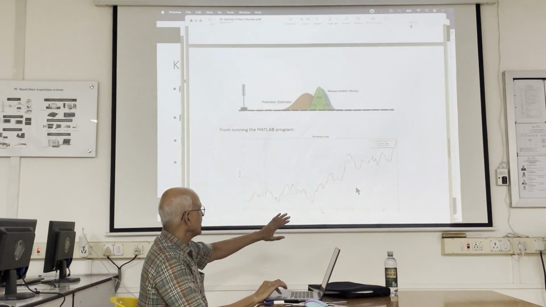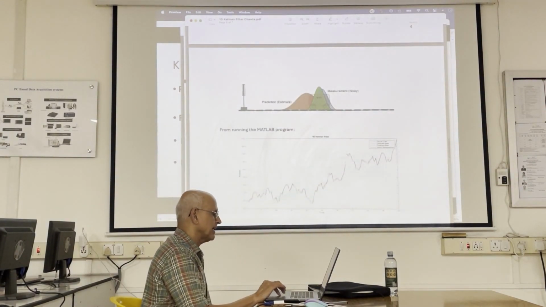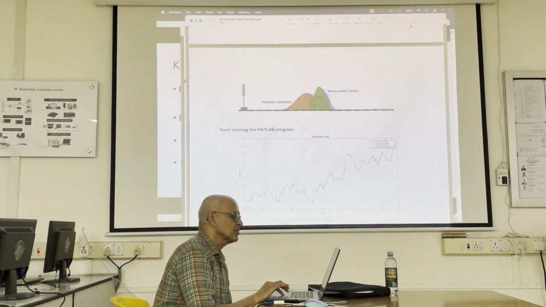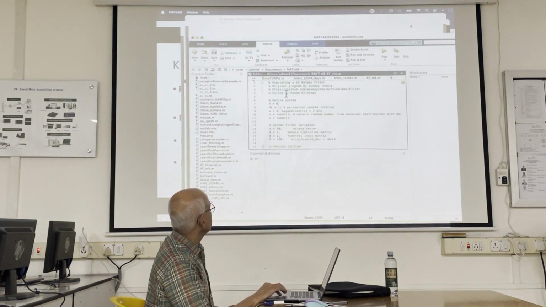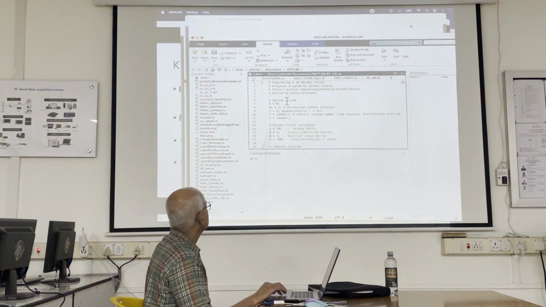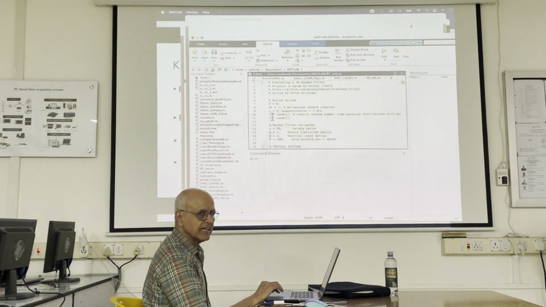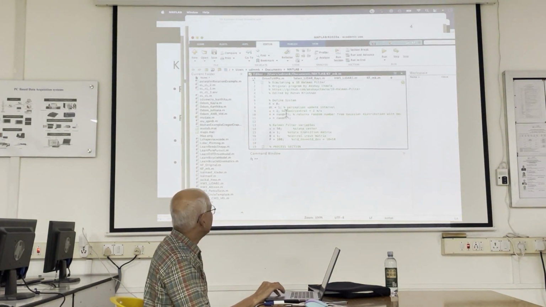Okay, now this is the result. Let's go to the MATLAB program and run it ourselves. So I'm going to fire up MATLAB. Because I modified it, I made a note to myself. Let me show you some important things. This is how you generate a Gaussian random variable in MATLAB. It's random.